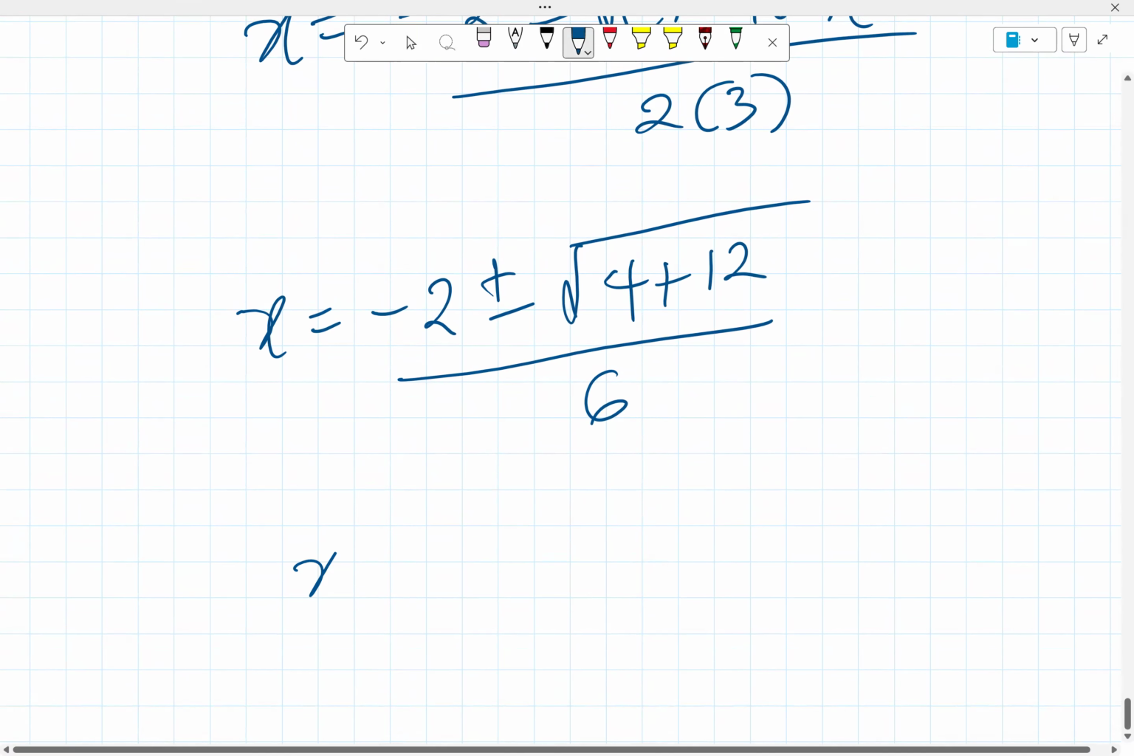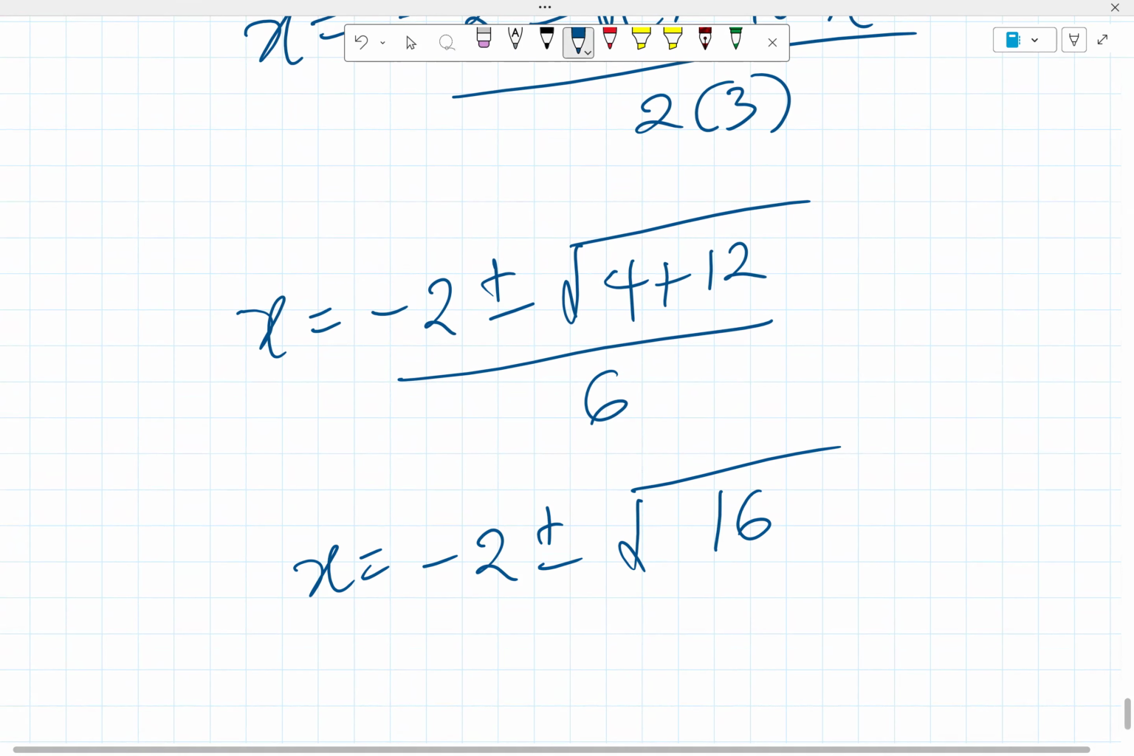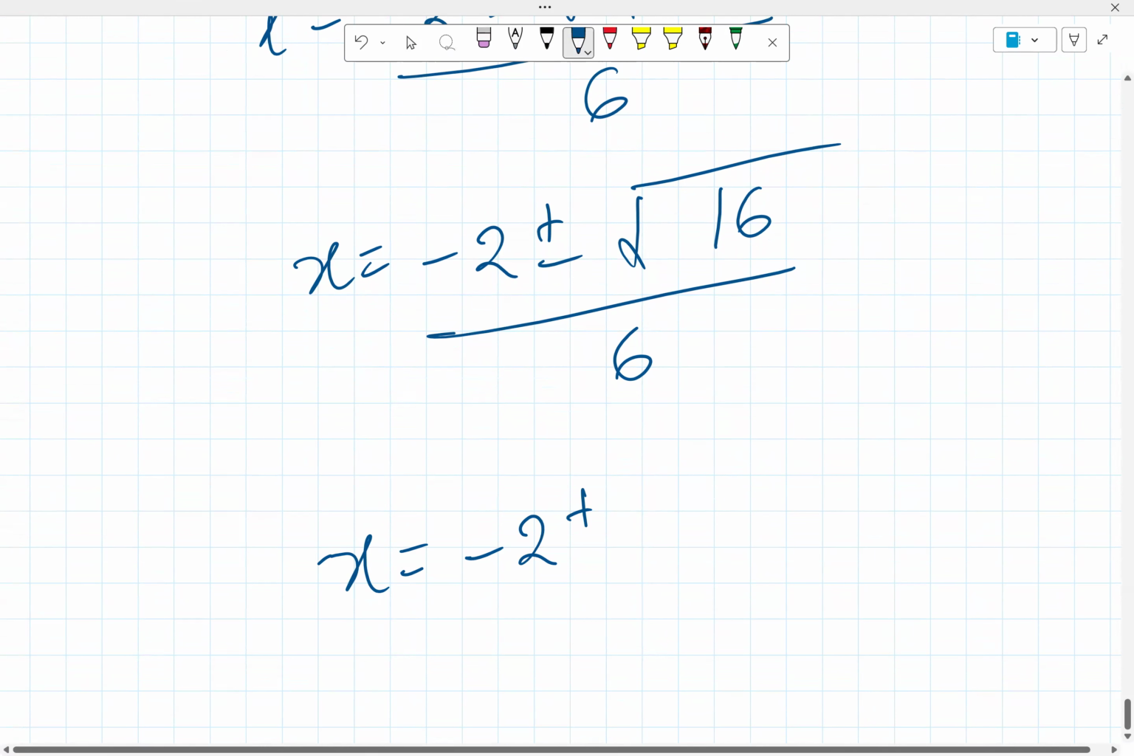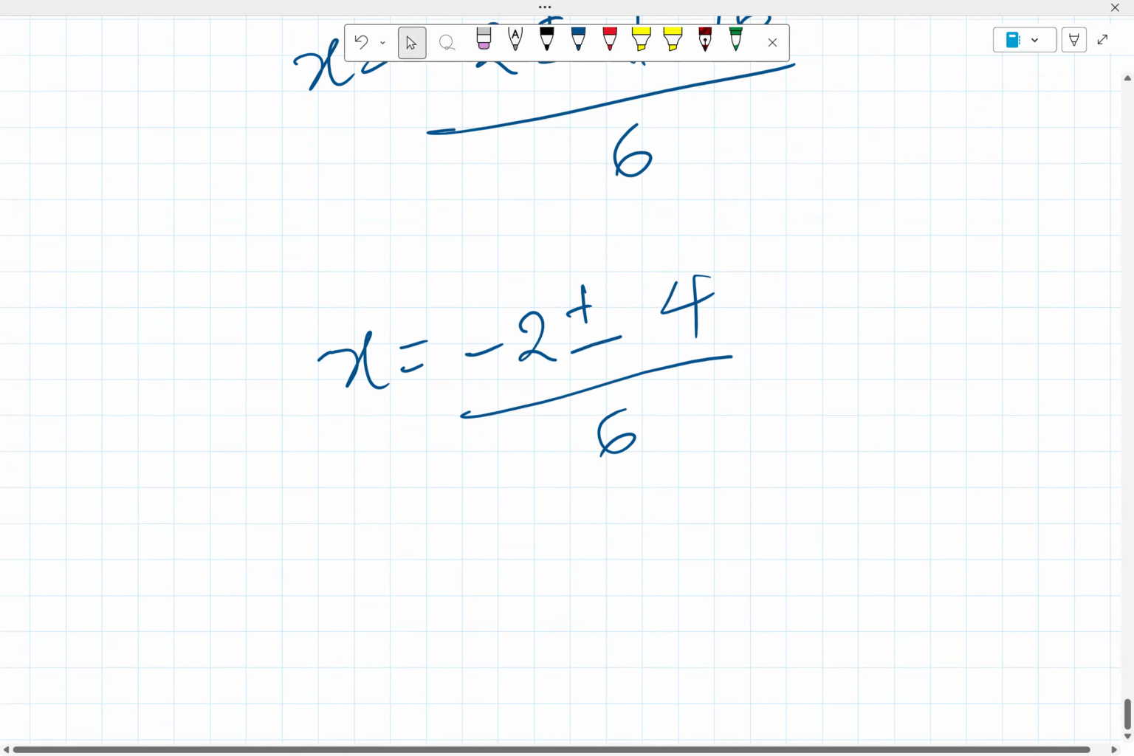So we then have x equals minus 2 plus or minus square root of 4 plus 12 is 16, all over 6, so that x is equal to minus 2 plus or minus square root of 16 is 4, all over 6 now. So we have two results.